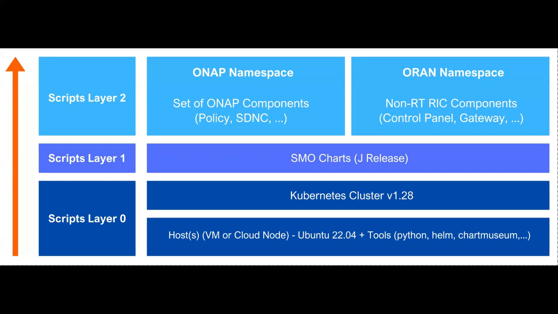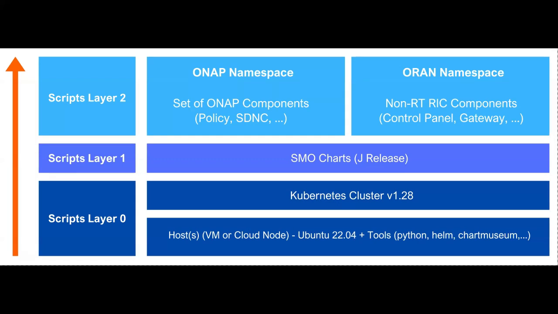The next layer, script layer 1, consists of charts and the building processes, and it builds charts for the ONAP and the ORAN namespace. And particularly, it is using the J release of the SMO charts.